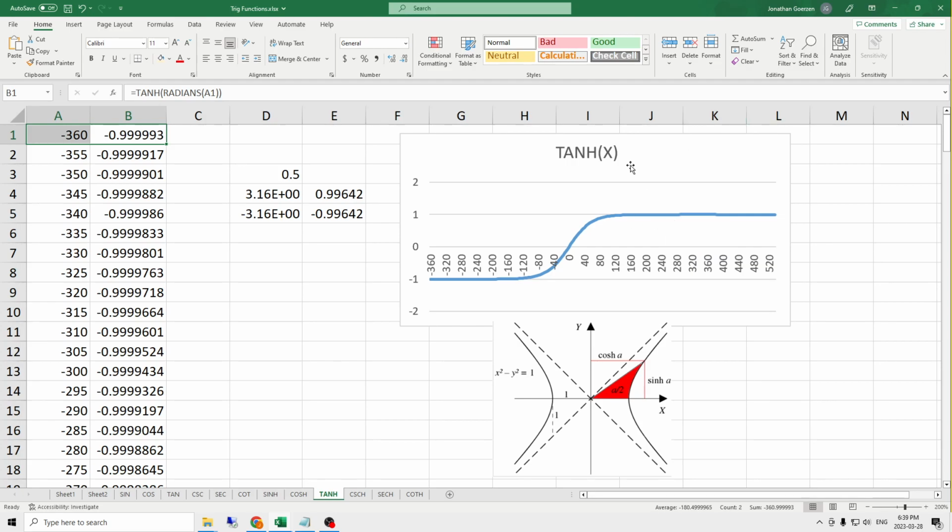Related functions to the hyperbolic tangent are, as mentioned already, the hyperbolic sine and the hyperbolic cosine. But you could also look at the classic circularly defined tangent function, which is a little bit easier to work with.